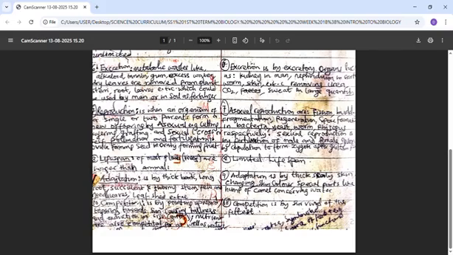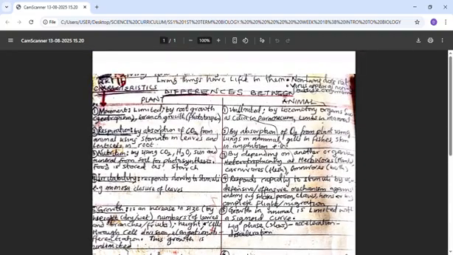So today we have looked at living and non-living things, especially the characteristics and then the difference between plants and animals.